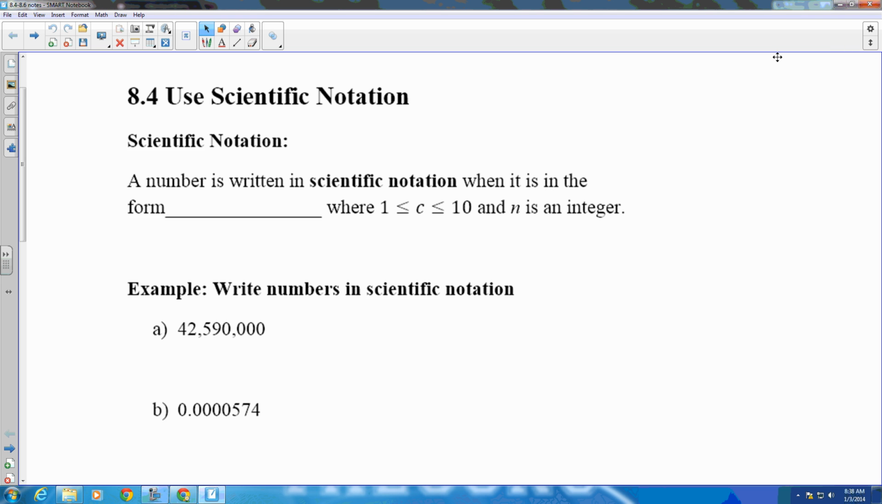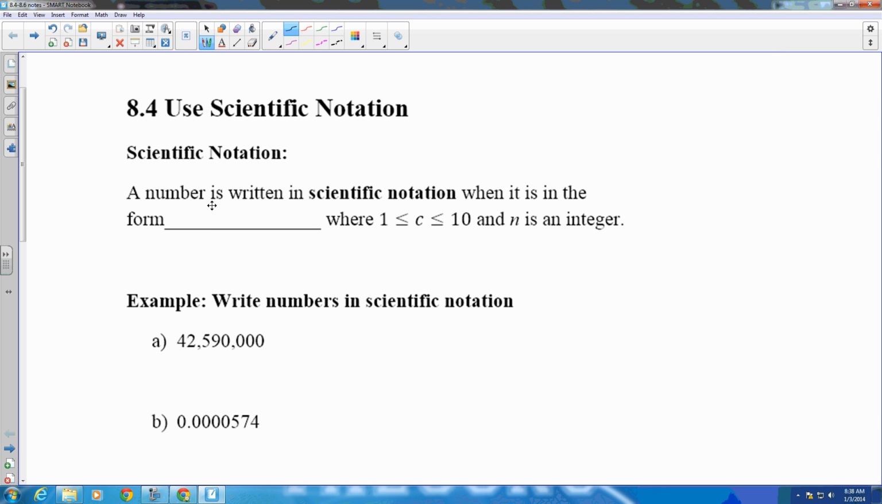Okay, we are doing section 8.4, which is using scientific notation. A number in scientific notation is in the form c times 10 to the nth power, and c has to be between 1 and 10. It could be 1 and it could be 10, and n has to be an integer.